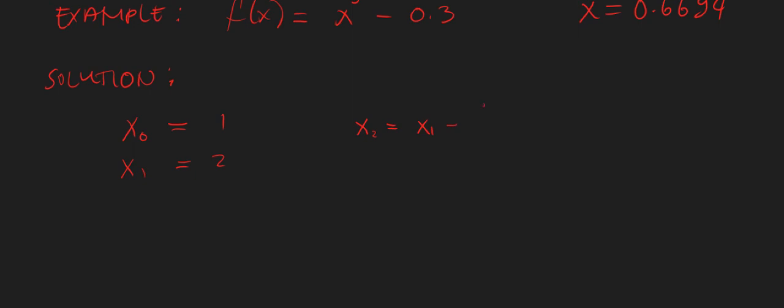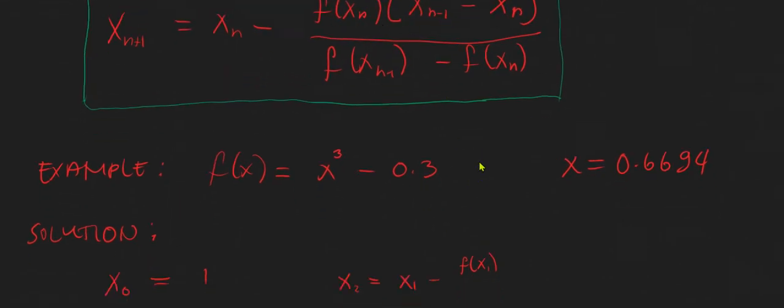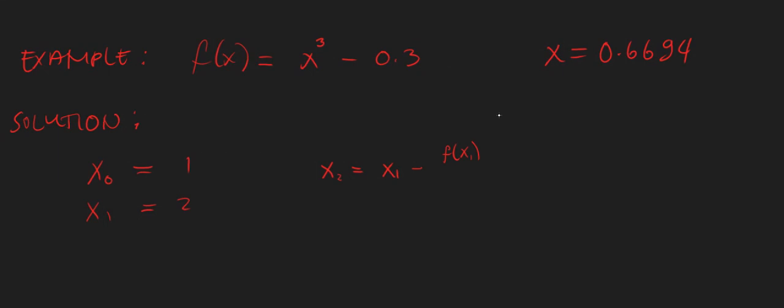minus f of x1, f of xn, then multiply it with the difference, xn minus 1 and xn. So what will be our xn minus 1? Our xn minus 1 will be x0, because our n is 1. x0 minus x1. Then we divide this with f of xn minus 1 minus f of xn. So what is our f of xn minus 1? That's x0, so this will be f of x0 minus f of x1. So that's the formula for x2.